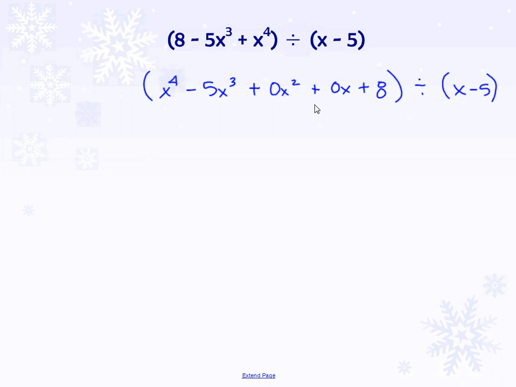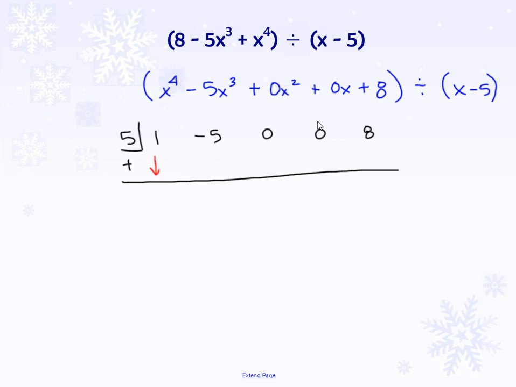I'm going to start by putting a 5 in the box. And now I'm going to go through and put all of these coefficients. So I have 1, negative 5, 0, 0, and 8. If you don't put the zeros in, you will get the wrong answer, so make sure you use these placeholders. So I bring down the 1. 5 times 1 is 5. Add these together, that's 0.